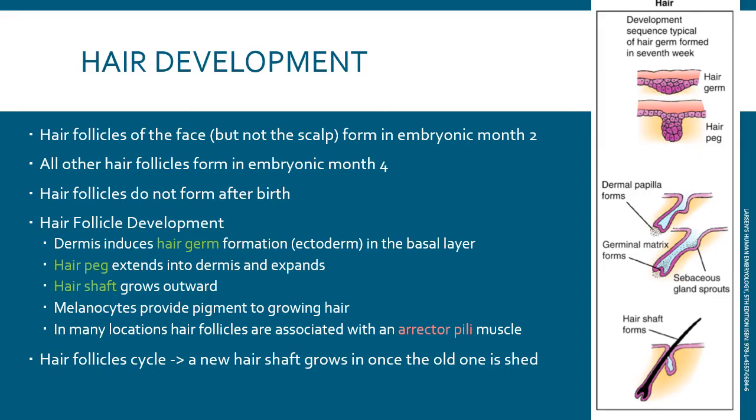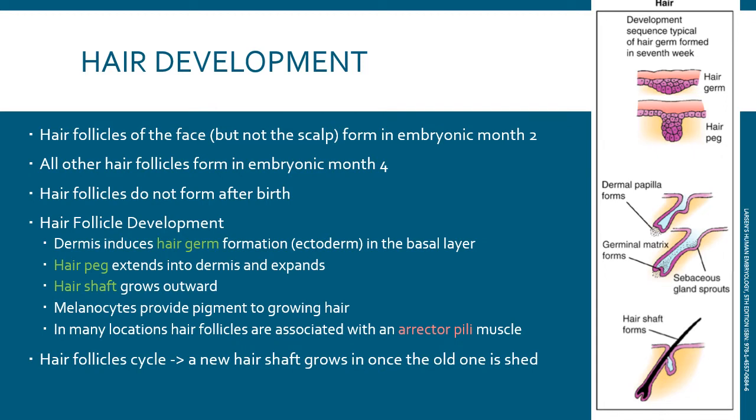All right, so skin derivatives. These are cells that are derived from the skin cells. Hair, we've talked a little bit about this already. The hair follicles of the face, but not the scalp, form during embryonic month 2, and then all the rest of them form during embryonic month 4. So they're forming over a period of several months during the formation of the baby. However, you do not acquire new hair follicles after birth. So at puberty, when you see an increase in body hair, those follicles were there. They were just producing very fine hairs and not as obvious.